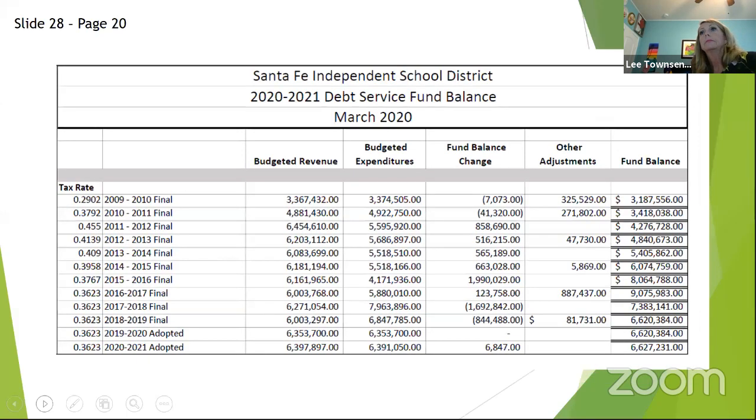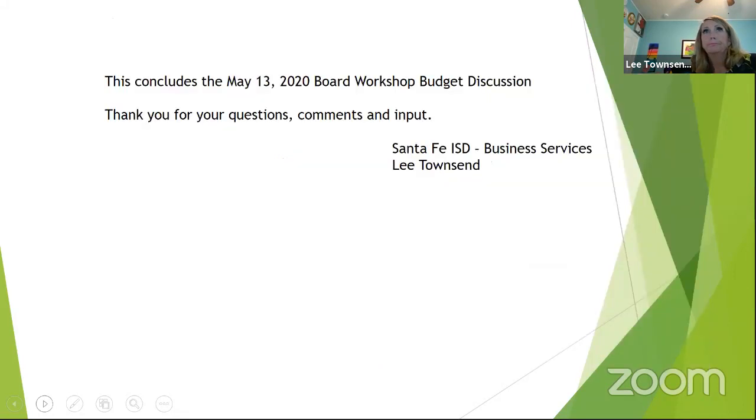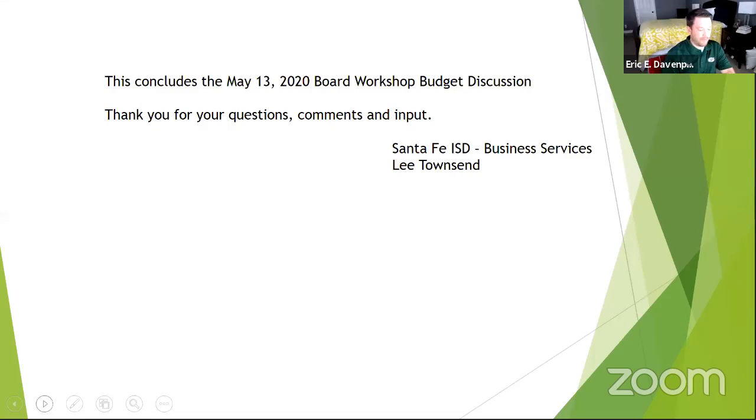And then slide number 28 is a recap of the debt service fund balance. And this shows over time what has occurred and where we stand, and that we have a very good, healthy debt service fund balance that can only be used to pay down our debt. So any questions or anything I can help clarify? Any other questions for Ms. Townsend on the budget part that we've just seen? No, sir, I have no further questions.